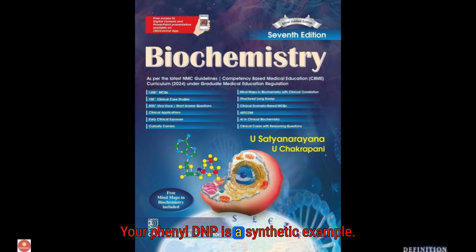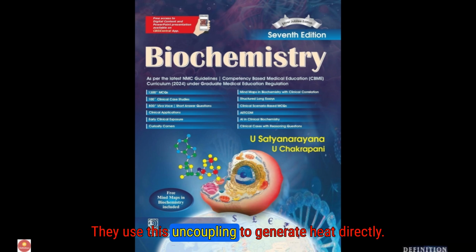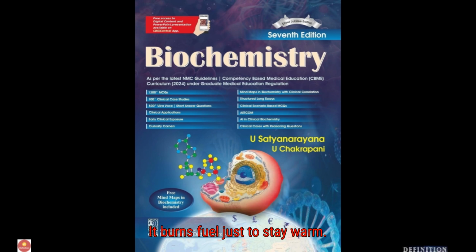2,4-dinitrophenol, DNP, is a synthetic example. High doses of aspirin can act as uncouplers too. But there's a natural one, right? In brown fat. Yes. Thermogenin, or UCP1, in brown adipose tissue. This is crucial for newborns and hibernating animals. They use this uncoupling to generate heat directly, non-shivering thermogenesis. It burns fuel just to stay warm.